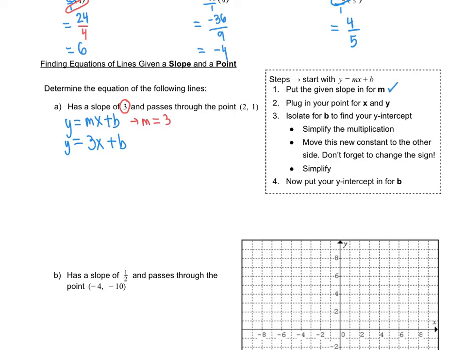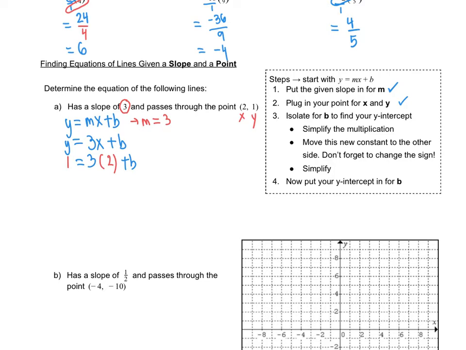So that's step 1. Now, in order for us to figure out b, or the y-intercept, we have to use that coordinate. A coordinate is always made up of an x and a y. So in this case, x is 2 and y is 1. And our equation has an x and a y in it. So we're going to plug in our points for x and y. So instead of y, I'm going to put the 1. And then instead of x, I'm going to put the 2.